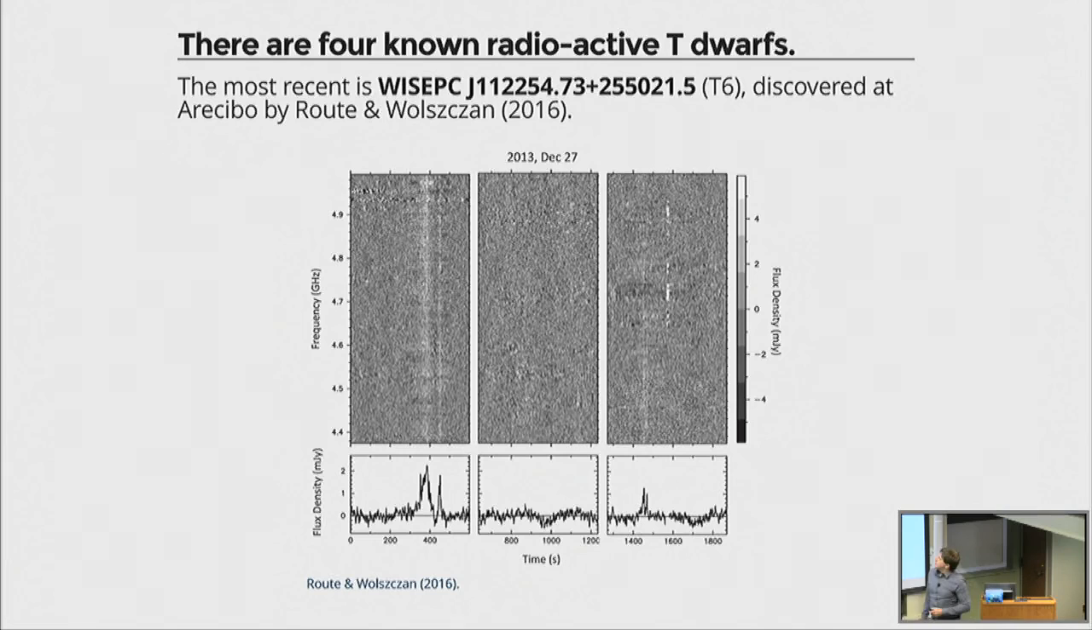It was discovered at Arecibo by Matt Route and Alex Wolszczan, who have been doing this project for a long time, surveying a bunch of these things. And of course, Arecibo is very big and has a lot of sensitivity. It's very hard to see what's going on here, but it's actually not super relevant anyway.